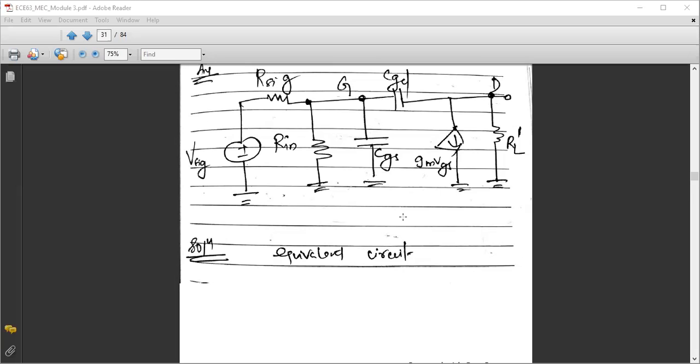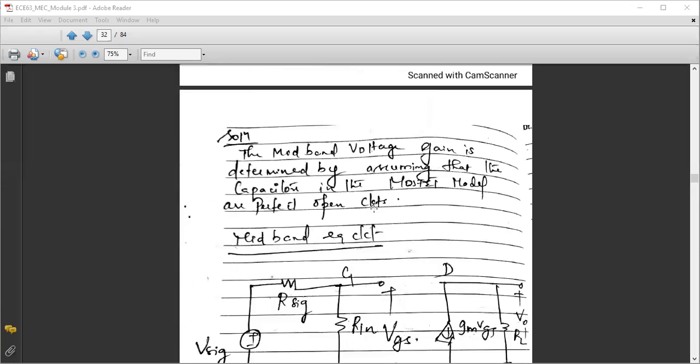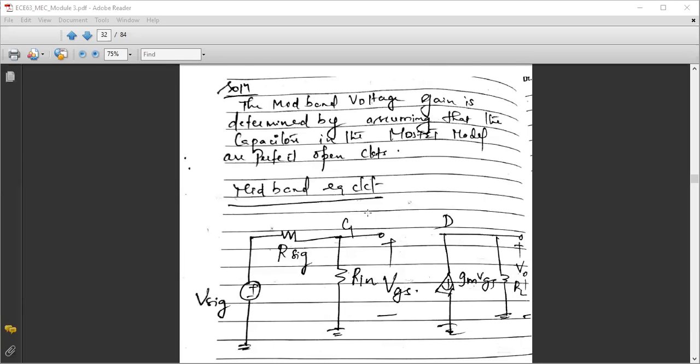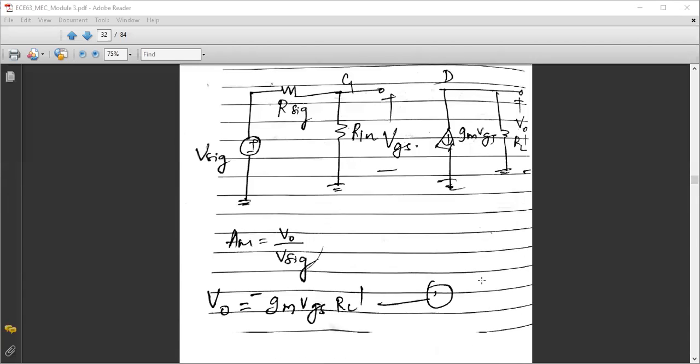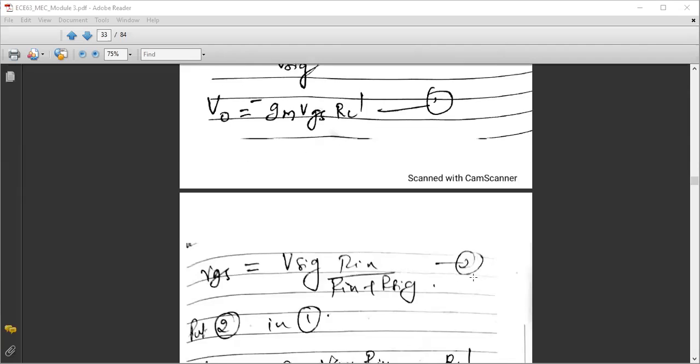In order to find the mid-band gain, you need to redraw the circuit in such a way that all the capacitances are discarded, that is, made open. After redrawing the circuit, you go with an expression for VGS in terms of the voltage divider rule, and an expression for V naught by using Ohm's law. So that was equation 1 and 2, right?